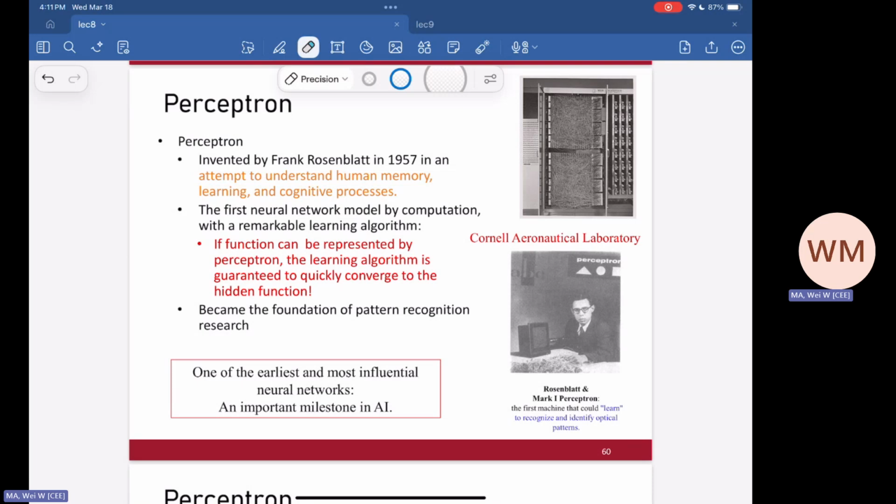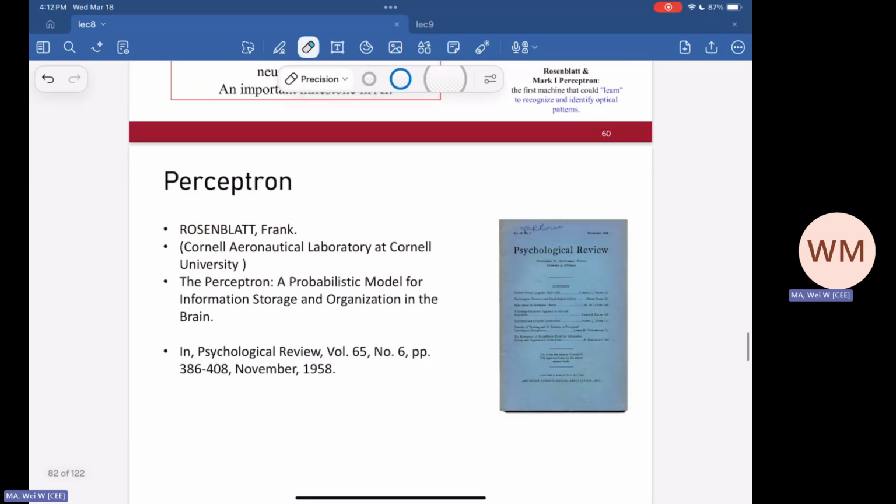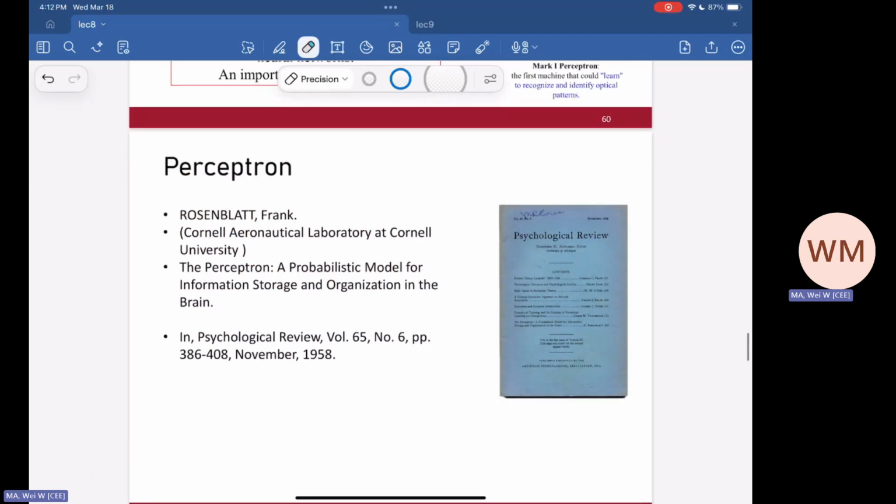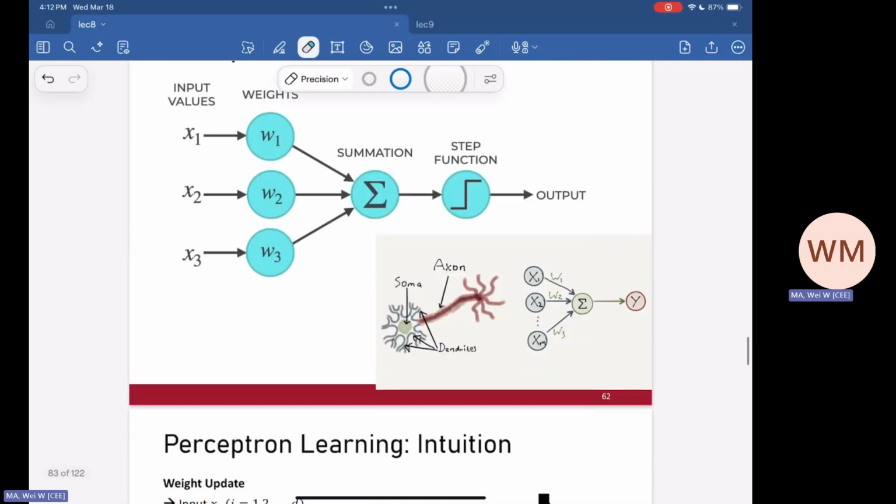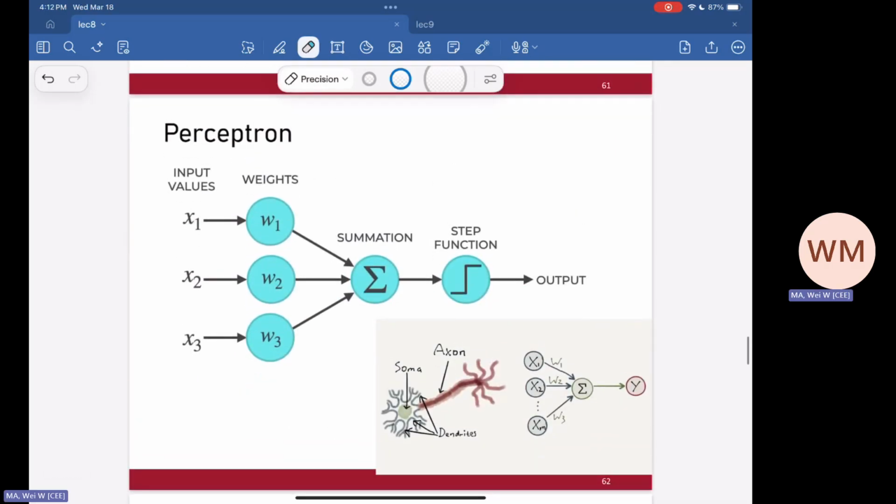It's called the perceptron. The idea of a perceptron actually comes from psychological brain science. Basically, we want to use a model to simulate how the neurons in your brain work. The perceptron looks like this.